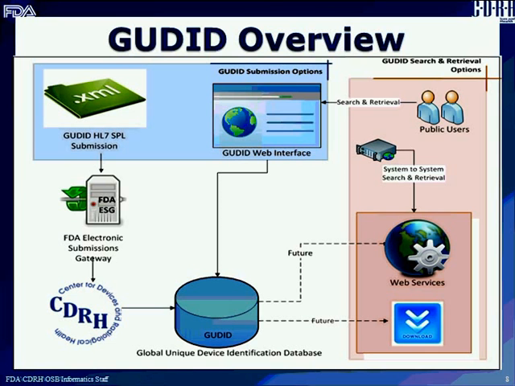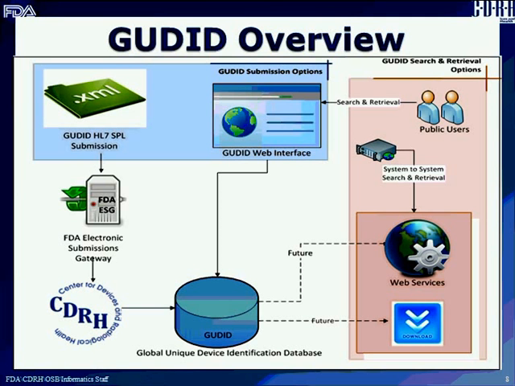On the right-hand side is the pink box that talks about GUDID search and retrieval options. Again, there are 2 options. One is public users can access the GUDID web interface and retrieve and search for device information. And we have 2 capabilities which we are currently working on providing. One is web services, another one is download capability for GUDID data.